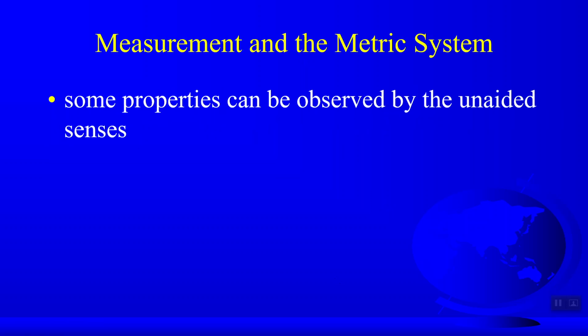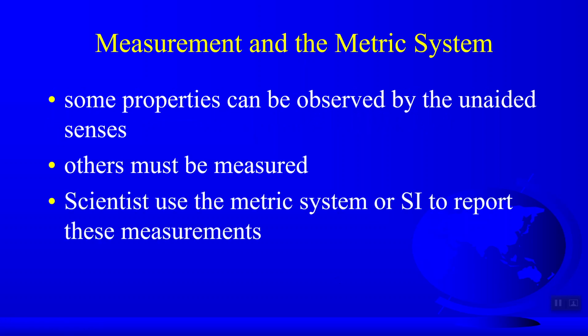Okay, so some properties can be observed by the unaided eyes. You can see whether something is white or the box is square. It's a square box. Those things you can observe. The person is tall. Okay, but other things have to be measured. In order to know how tall that person is, you're going to have to take out an instrument and measure it.